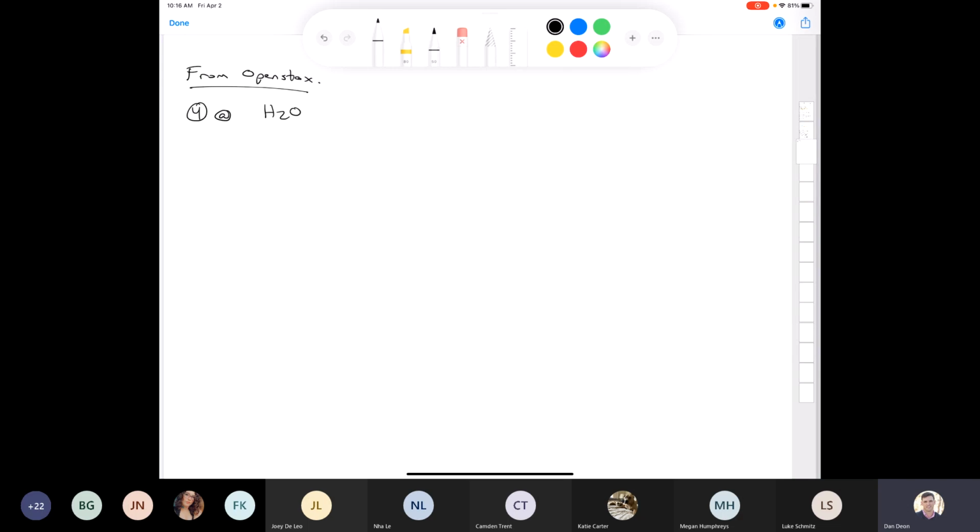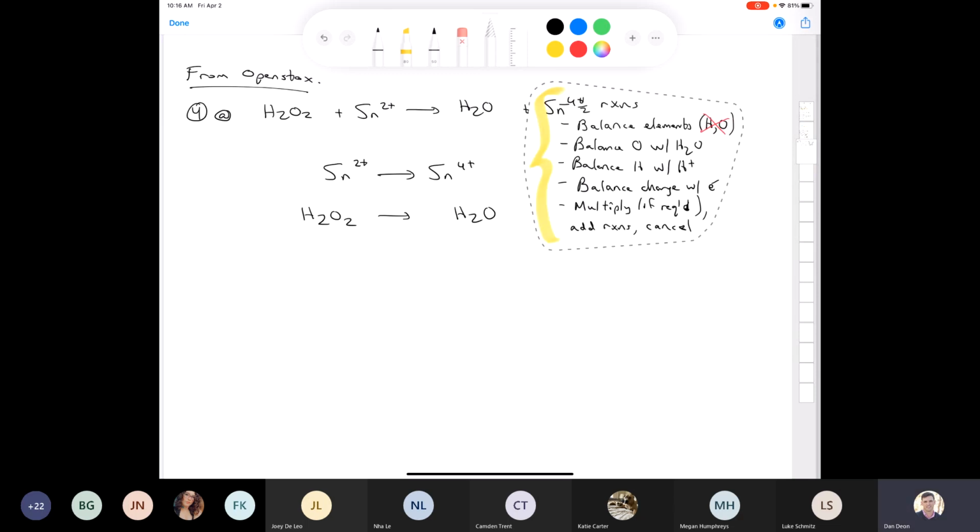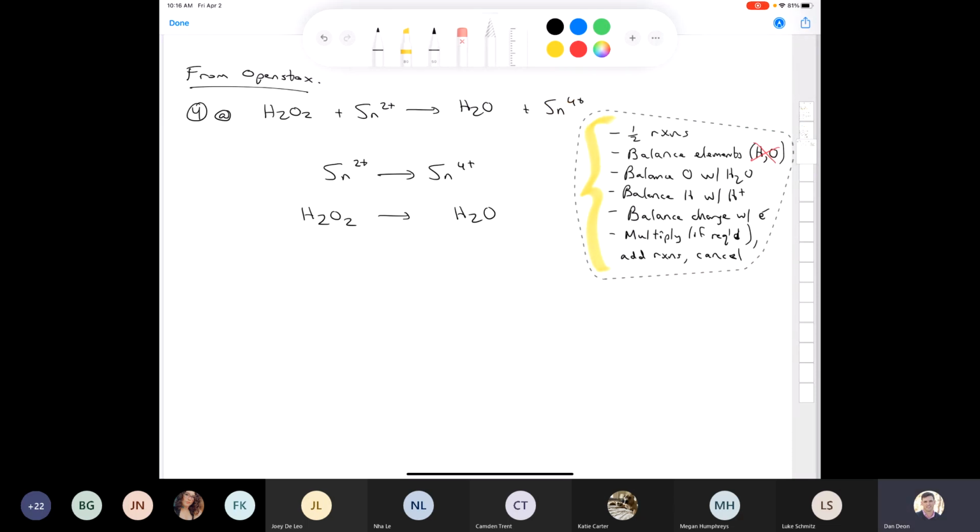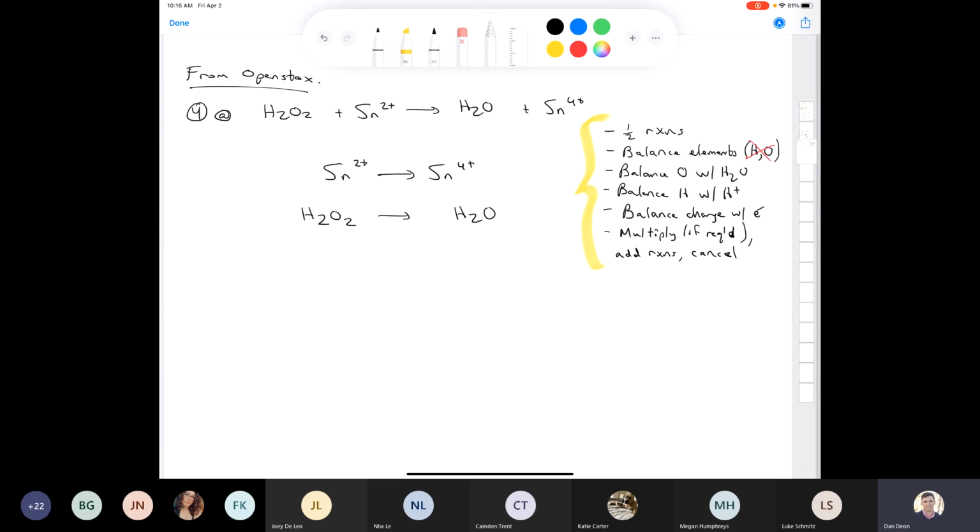So you have hydrogen peroxide plus tin 2+ produces water plus tin 4+. Well, it's pretty easy to figure out what's being oxidized, right? The tin 2+ is being converted to tin 4+. So that's my oxidation reaction. My reduction is occurring when hydrogen peroxide is being converted into water in that half reaction. So we got the half reactions done.